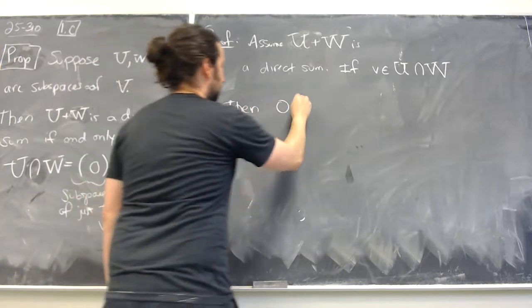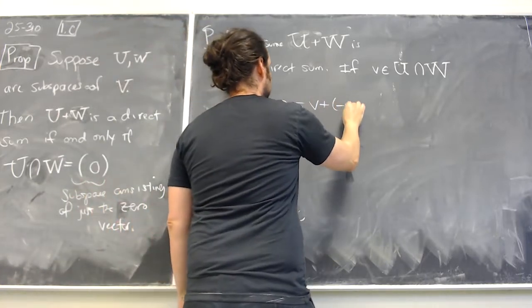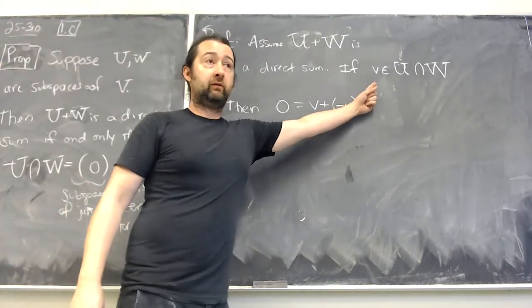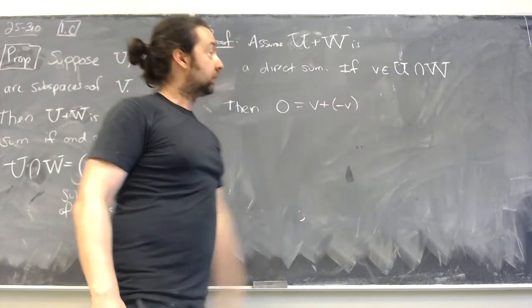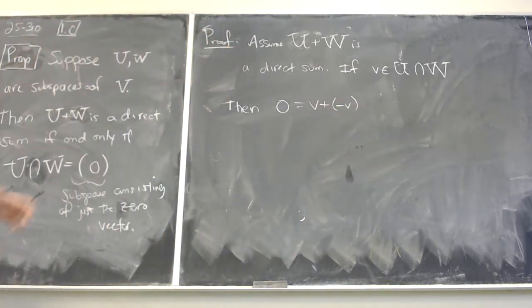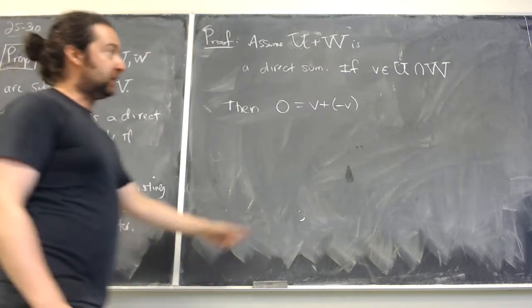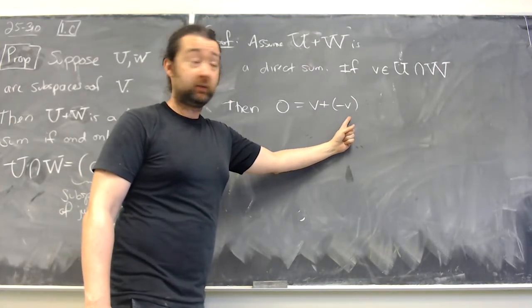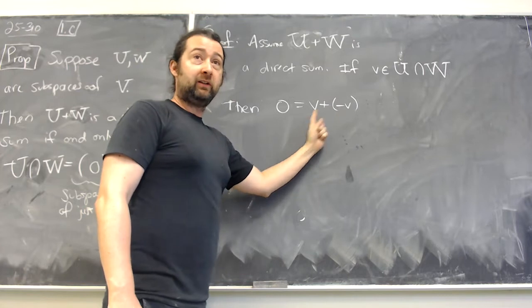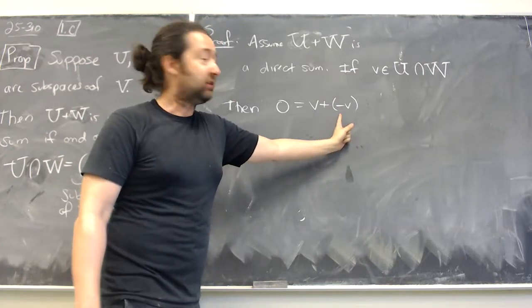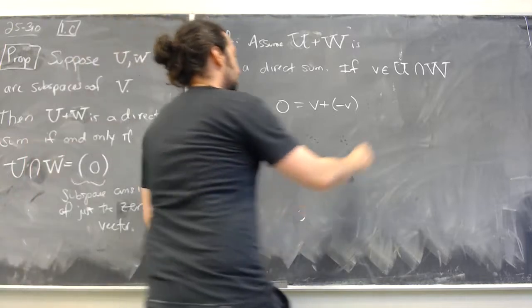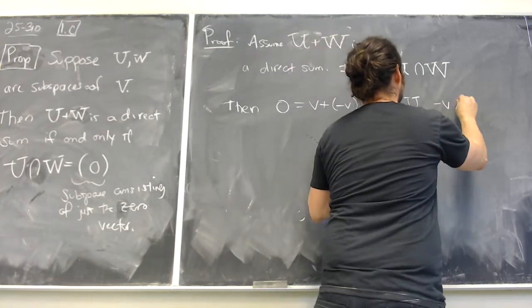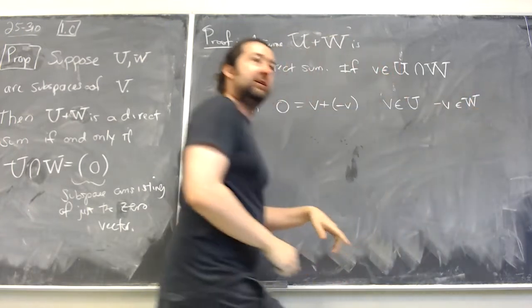Then 0 can be written as v plus minus v. And we're going to make a trick here. Certainly v has an additive inverse. So we're going to use the fact that v is in the intersection to say, if v is in U, then its additive inverse is also in U because it's a subspace. But also, if v is in W, then its additive inverse is also in W because W is a subspace. And so we're going to consider v to be an element of U and the additive inverse to be an element of W.